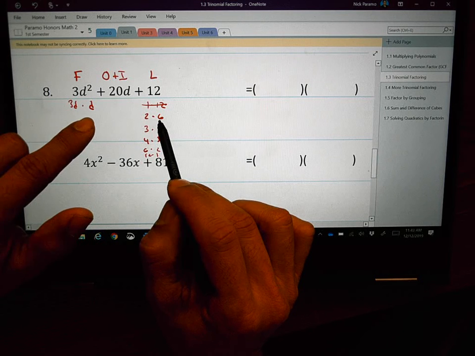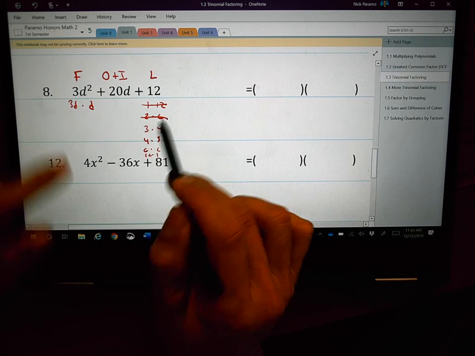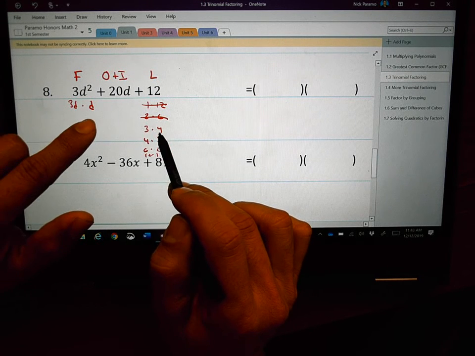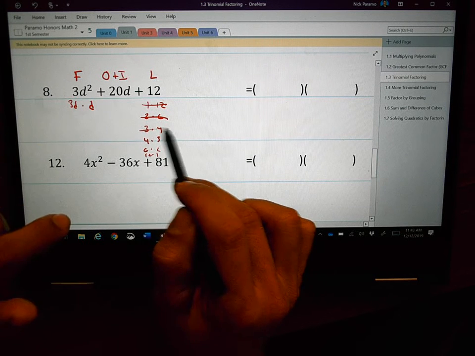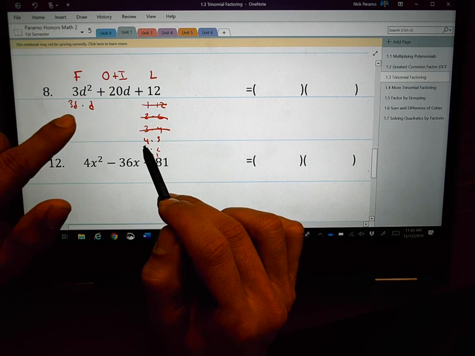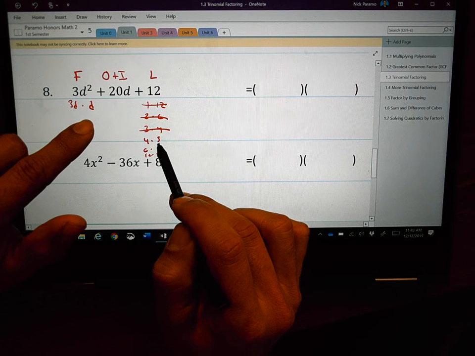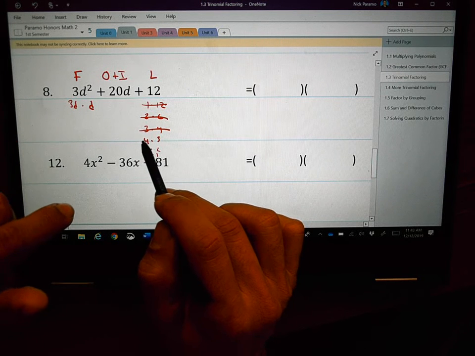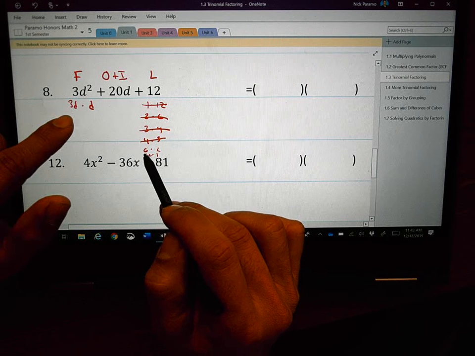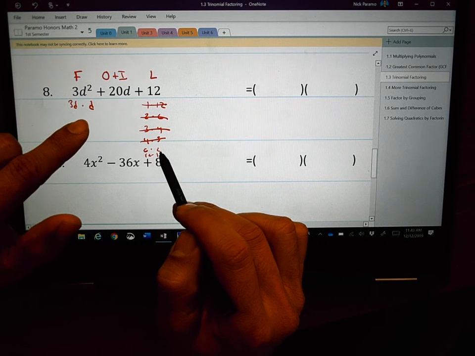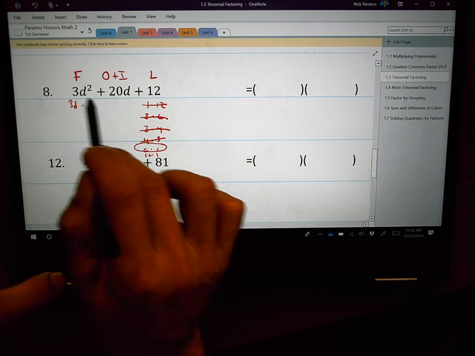6D and 6D make 12D. It's not 20. 9D and 4D would make 13. Doesn't work. 12D plus 3D is 15D. Doesn't work. 18D and 2D. Hey, I think that one's going to work.